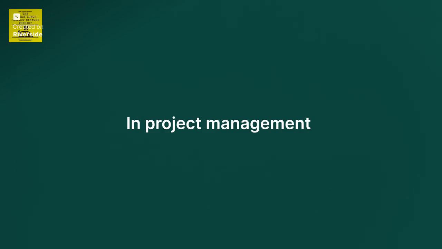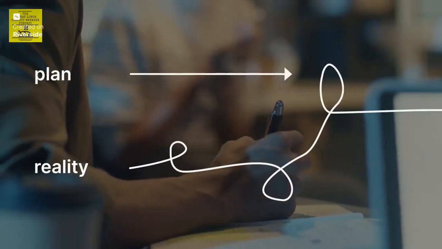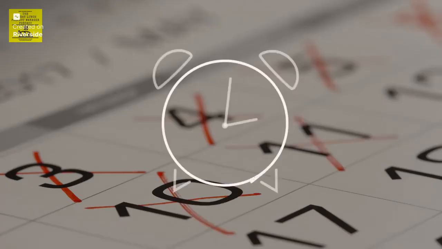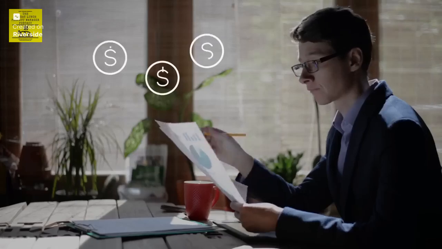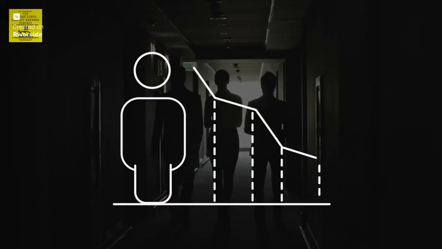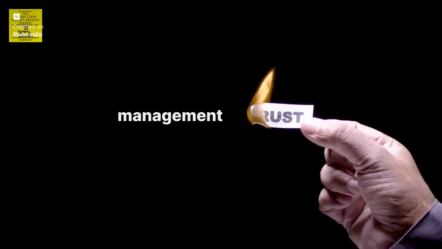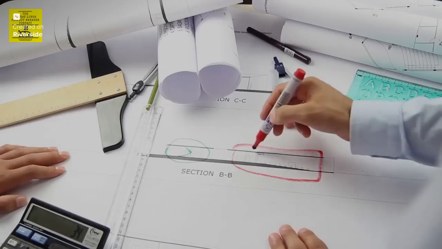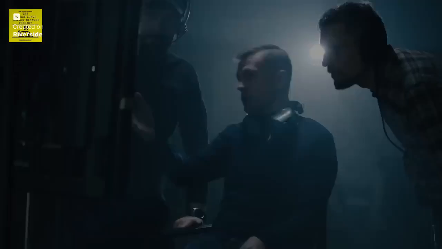In project management, we face a common problem. The plan differs from reality. It leads to undesirable consequences, such as failure to deliver a project on time, financial loss, loss of customer and management trust, and many others. Why does it happen? The reasons may be different, but the most common among them are mistakes during the planning phase, uncoordinated teamwork, lack of information on the project progress.